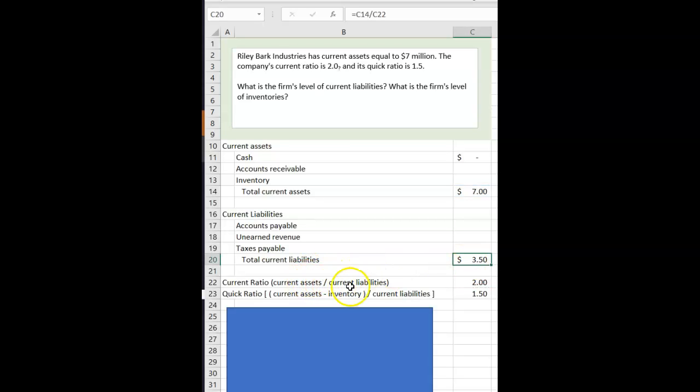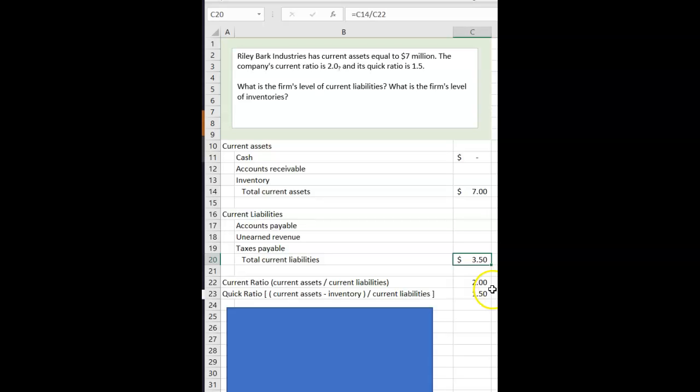Because current assets divided by current liabilities equals 2, so 7 divided by 3.5 equals 2. Okay, so we don't even have to work the math. Hopefully you can see it, but if not, solve it algebraically. Now, let's look at the second one, the quick ratio.